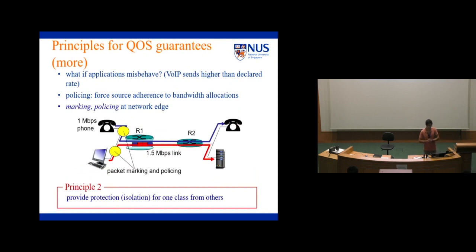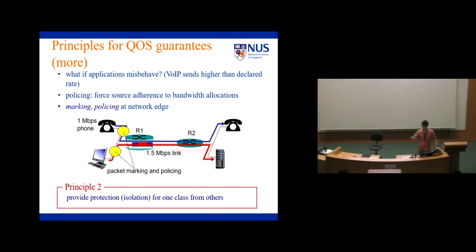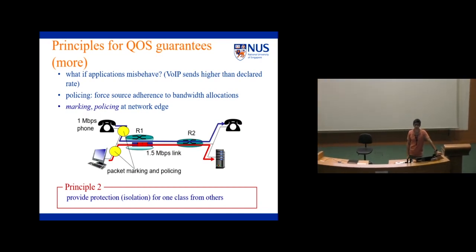But then there is another problem. If we always give priority to the voice over IP application, then that application can misbehave. Yes, we know that at least 1 megabit per second should be given to that, but what if that application says, I know that the link is 1.5, so let's just request 1.5 megabits per second. I just want to use all the resources. So we need a certain policing mechanism. We should force the source to adhere to the bandwidth allocations and typical requirements of certain applications.